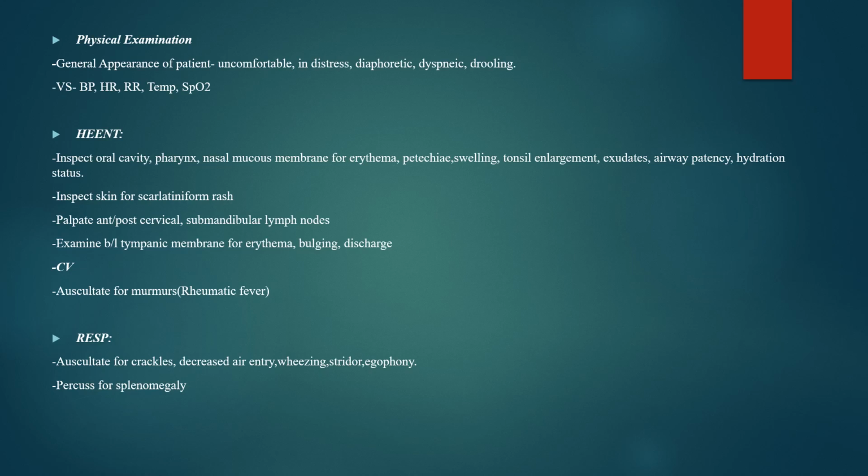Then coming to the cardiovascular examination, we auscultate for murmurs in case we suspect rheumatic fever. Then we do respiratory examination. We auscultate for crackles, decreased air entry, wheezing, stridor, and egophony. We also percuss for splenomegaly. Remember, we are doing a focused physical examination, so it is very important to cover important physical examination systems.